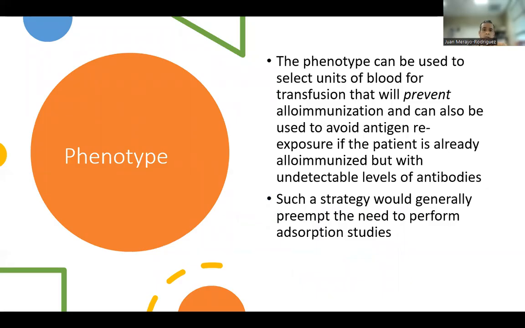Phenotype can be used to select units of blood for transfusion that will prevent alloimmunization, and can also be used to avoid antigen pre-exposure if the patient is already alloimmunized but with undetectable levels of the antibodies at that time. Such a strategy will generally preempt the need to perform adsorption studies. So if you have this technology, it is very useful, and in our labs we have the option in some cases.